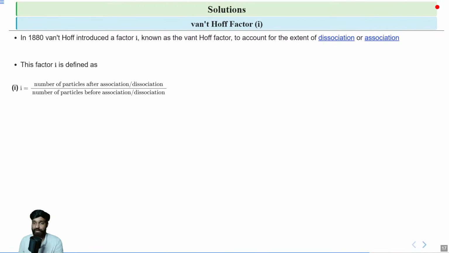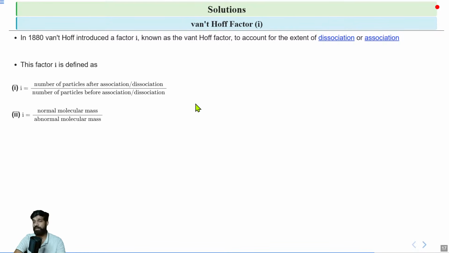Okay, so let me give it to you. Since it is an ionic compound, it will completely dissociate in water and form what? 3 particles. So 2 of B and 1 of A. Therefore, the value of i will be 3 in that case.